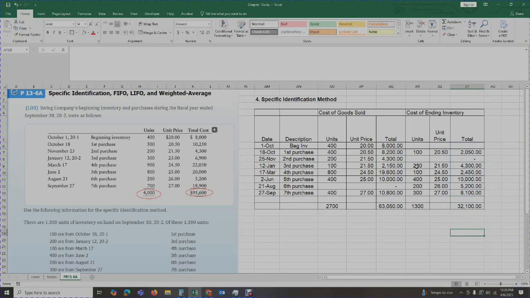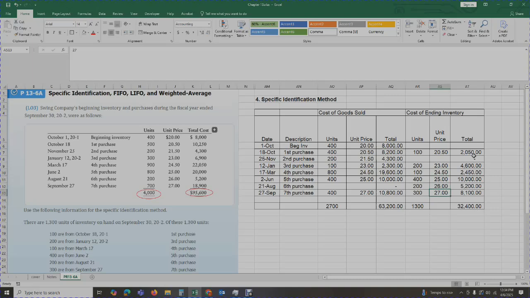Okay, this one's 200. This one was the third purchase. This one should be $23. I put the wrong amount. We need to be very careful on the prices. The third purchase is $23. So we've got $23, $24.50, $25, $26, and $27.